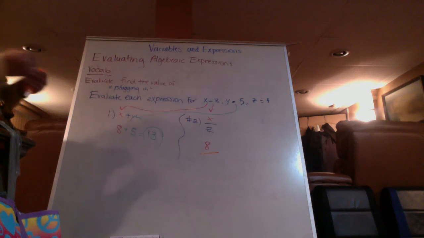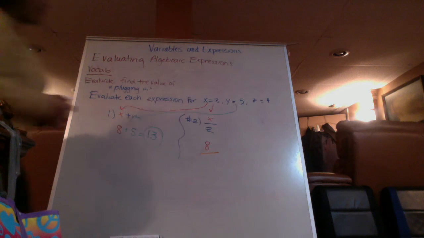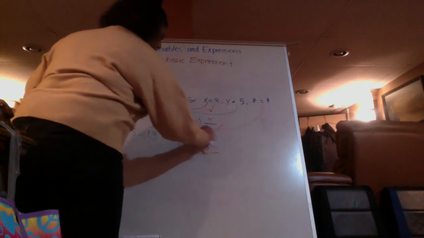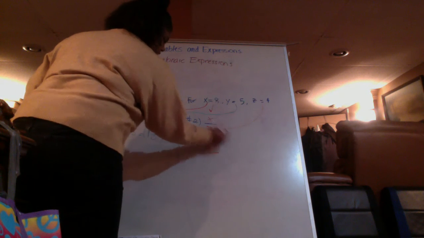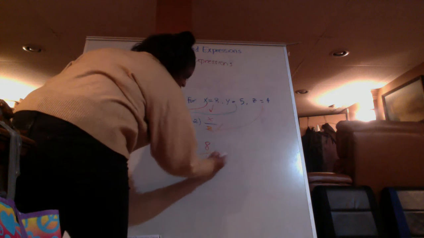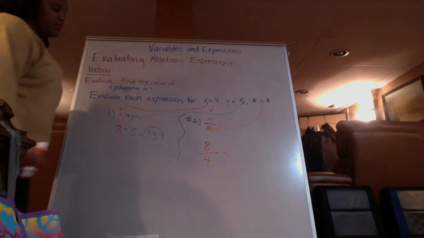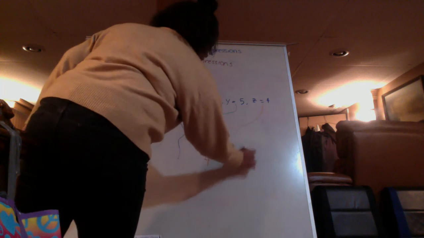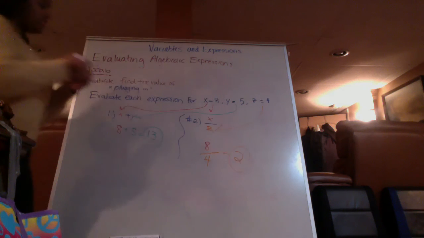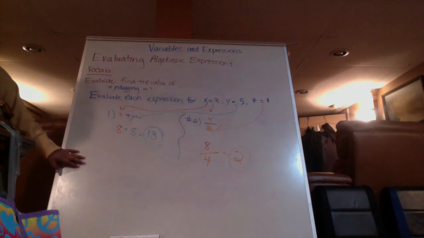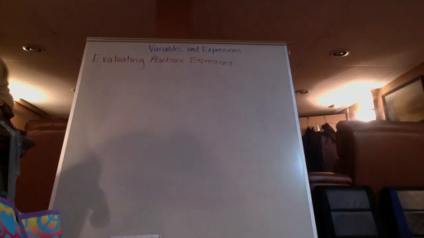But now we have z. So now we have to figure out, well, it says in our problem that z equals 4. So there's that. And they want you to evaluate it. 8 divided by 4 equals 2. So that's your answer. X divided by z, or 8 divided by 4 equals 2, because that's what the problem said.